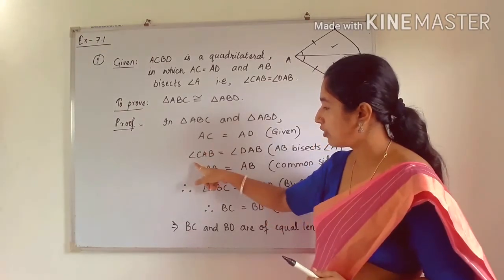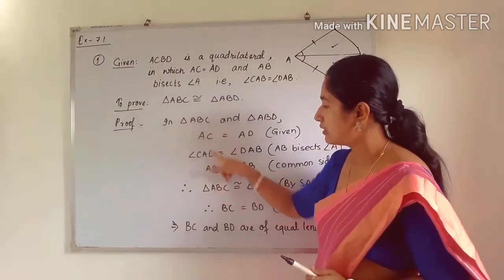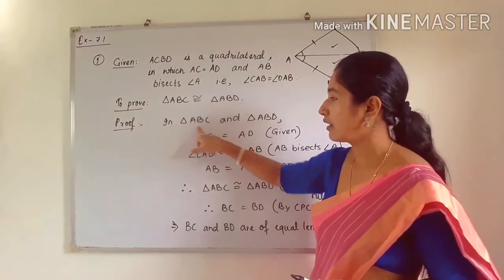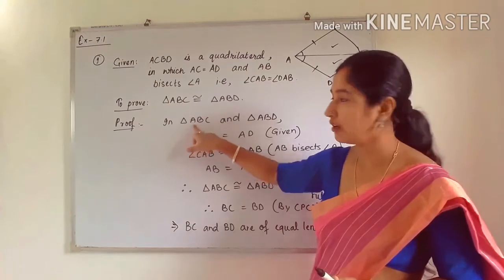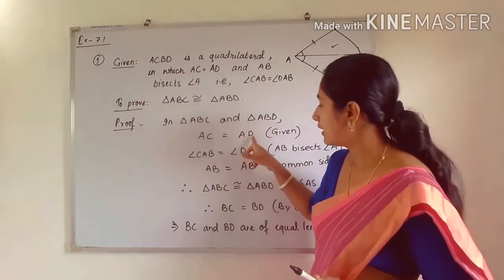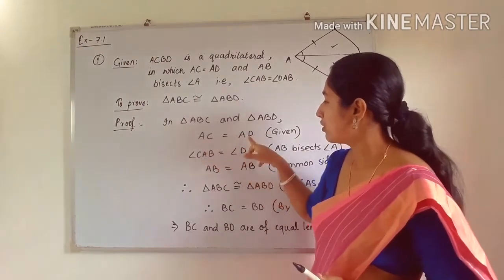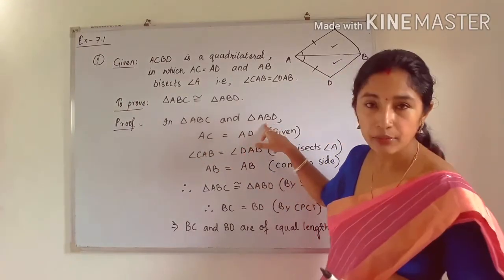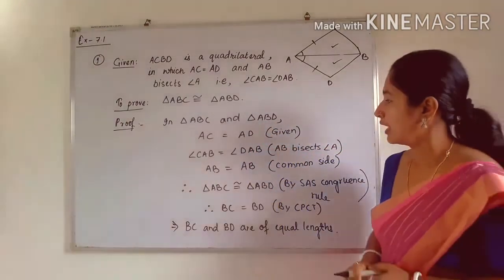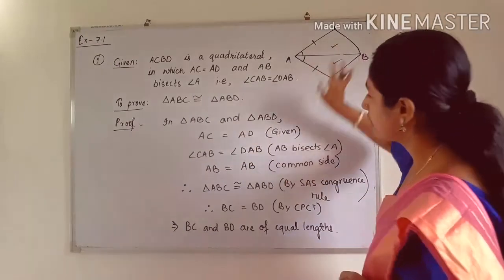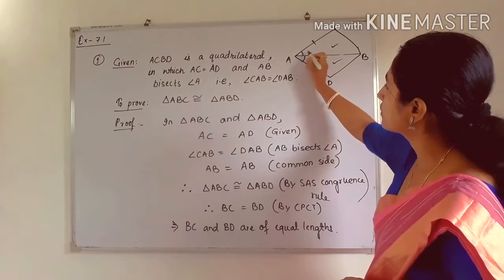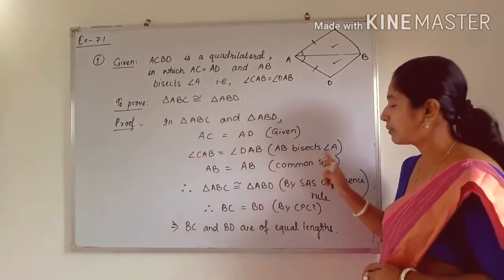See, AC or angle CAB or AB, these are all parts of triangle ABC. So whenever we write the triangle, the elements of that triangle also we have to write below that only. We cannot write AD in this place, because AD is an element of triangle ABD. So you have to write like this, in a systematic way. AC is equal to AD, this was already given. Next, angle CAB is equal to angle DAB, that means this angle is equal, because the reason is AB bisects angle A.